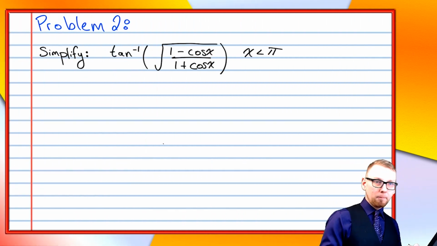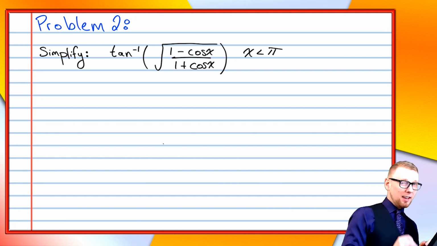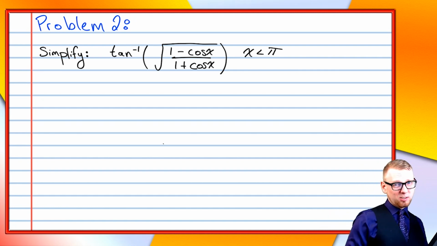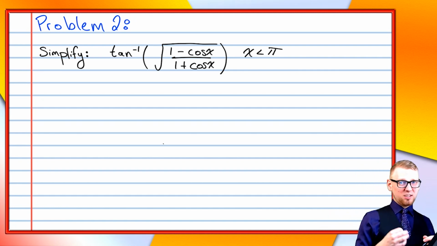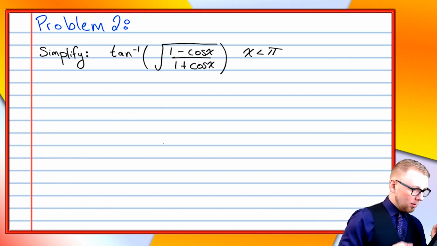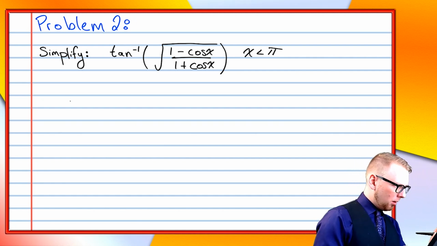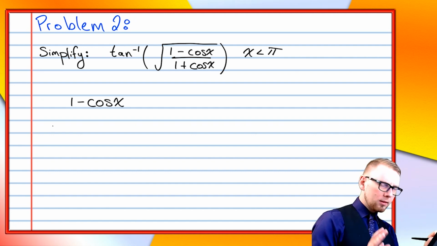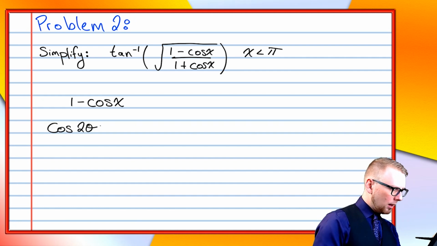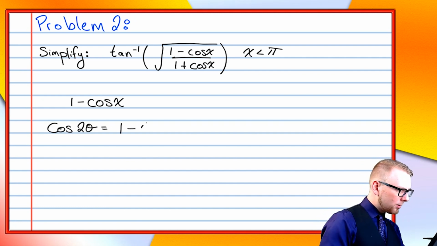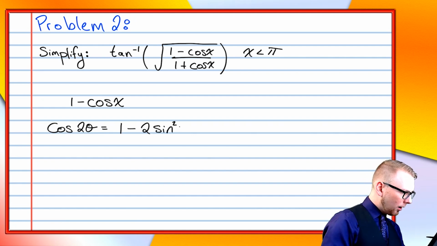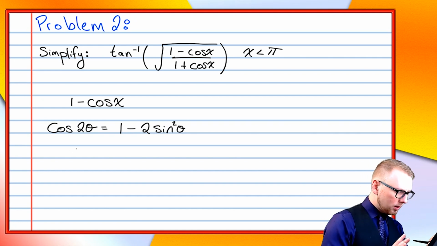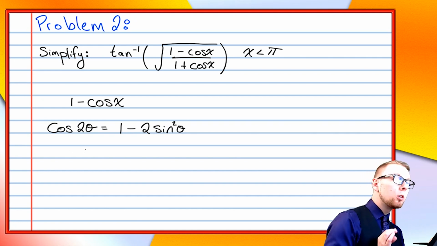All right, problem 2. We have to simplify this tan inverse of all this garbly-gook. We've got the square root of 1 minus cosine x over 1 plus cosine x. Well, let's work with them separately. So 1 minus cosine x. We know from basic trig identities that cosine of twice an angle is equal to 1 minus 2 sine squared of that angle. Let's change theta to be x over 2.